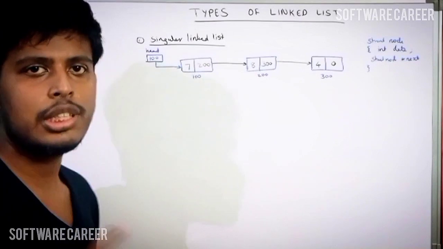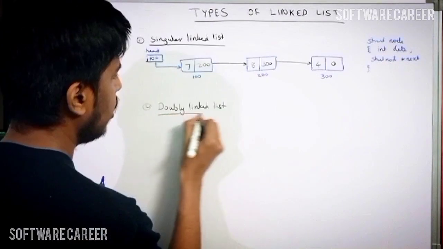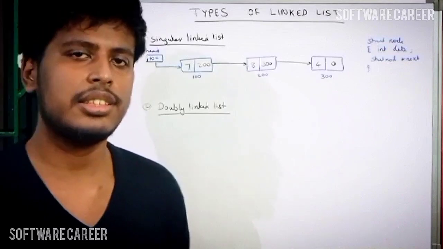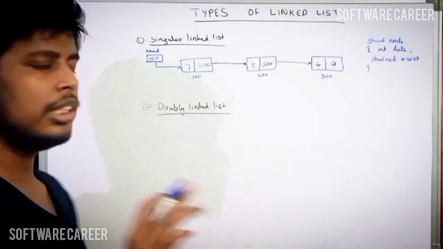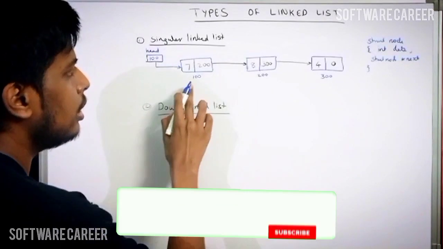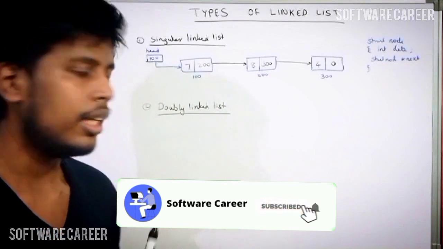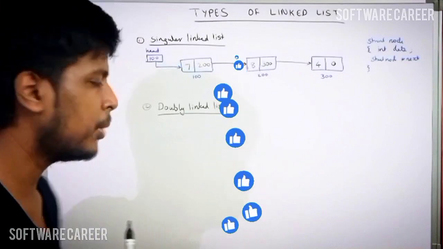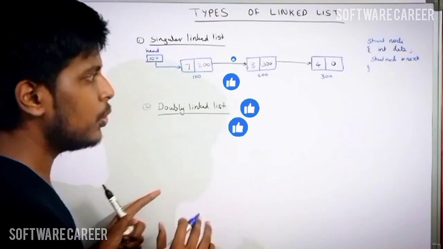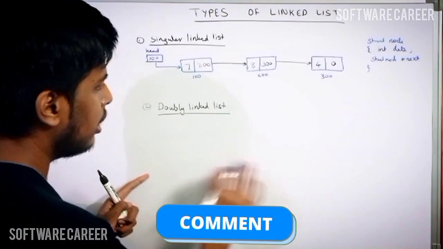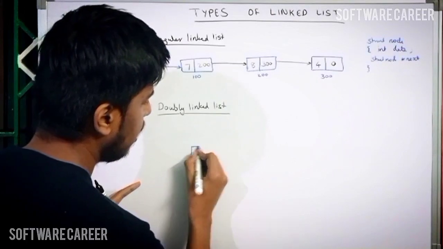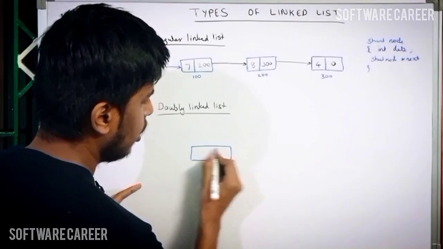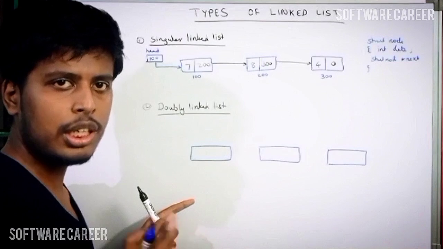Now let's see what is a doubly linked list. It's almost the same as a singly linked list, but in a singly linked list each node contains two parts. In a doubly linked list you have three parts in each node. Suppose I'm storing three elements in the linked list. I'm creating three nodes for that. These are the three nodes to store three elements.